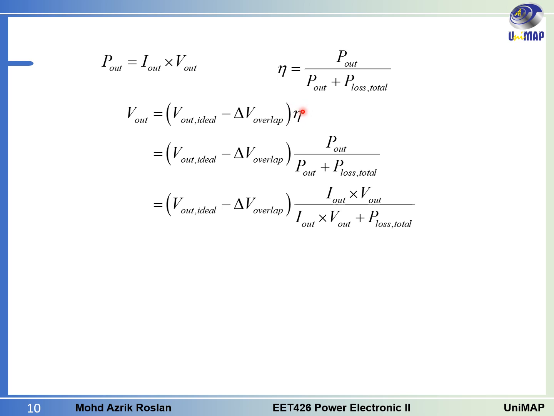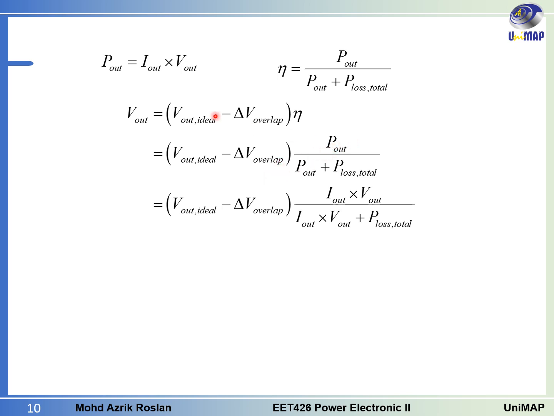So if we don't have the problem with the leakage inductance, we don't have this term. But because we have the leakage inductance, we have to subtract the delta V due to the leakage inductance, and only then do we multiply by the efficiency. Now we have the efficiency, we can replace with all of this at this part.